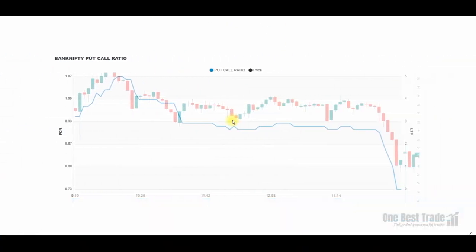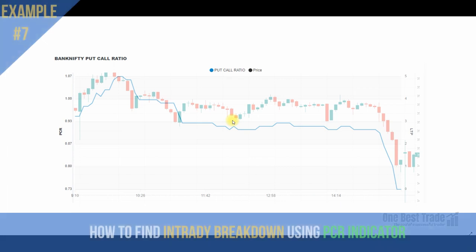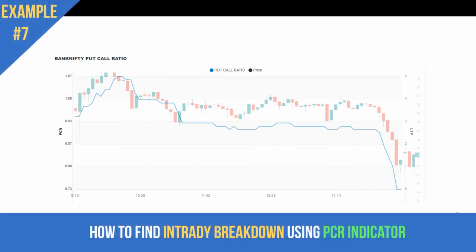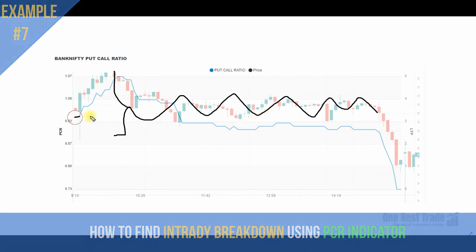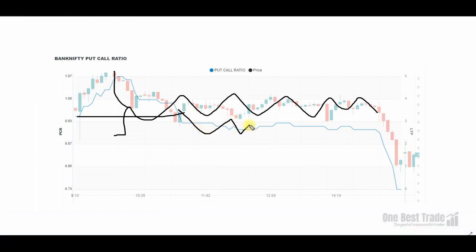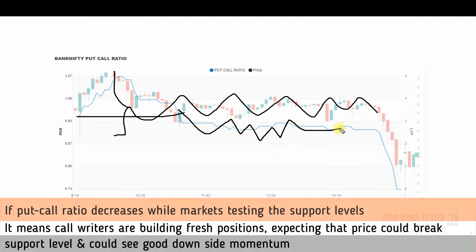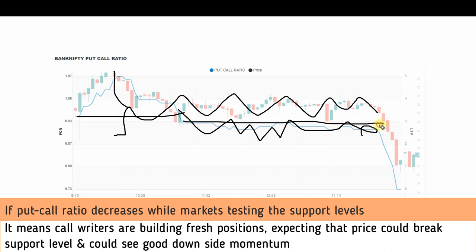And also friends, let's get into the last example. In this example, we are going to identify or spot a potential breakdown. Look at this example, friends. The price is trading within the morning range, right? The whole day it was trading within the range. But if you notice the PCR indicator, the PCR ratio breaks the day low and keeps trending lower. It makes a lower high, lower low, lower high, lower low. Also this indicates extreme weakness. The moment price breaks the day low, we could see a very big fall in the price. This is how you can spot or identify breakdowns using PCR indicator.